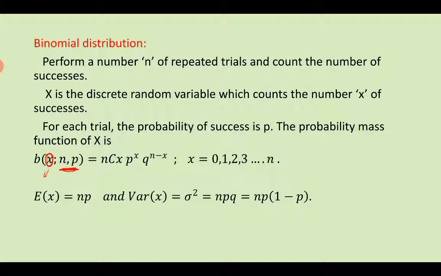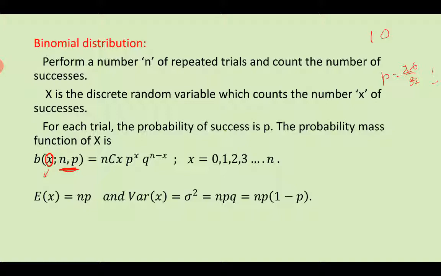N stands for the sample size, the 10 times our experiment is done, that is n. P is the probability of getting a red card, which is 1 over 2, isn't it? Because there are 26 red cards out of 52, it is 1 over 2. Okay.